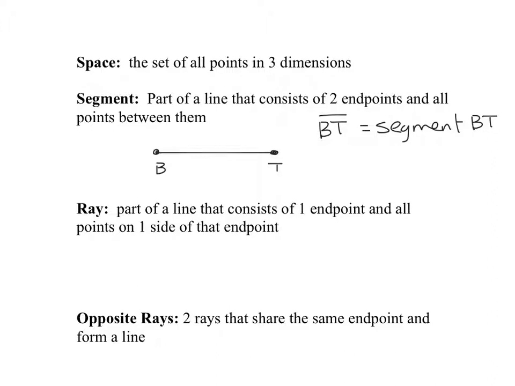Okay, a ray. Now a ray is kind of the combination of a segment and a line because one end goes on forever and one end has an endpoint. So with this one, it can be a little bit tricky on how you name them. I will show you a few different examples. Let's see.